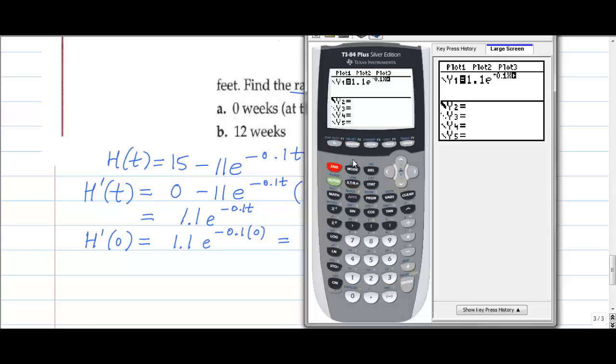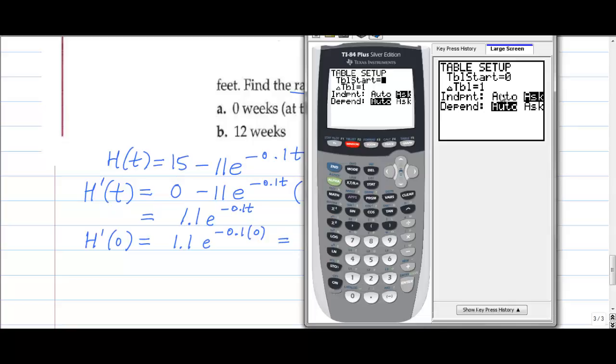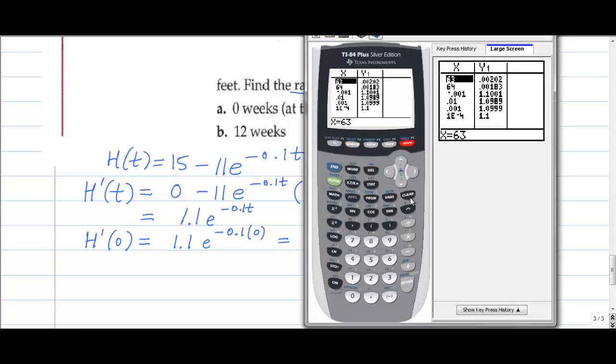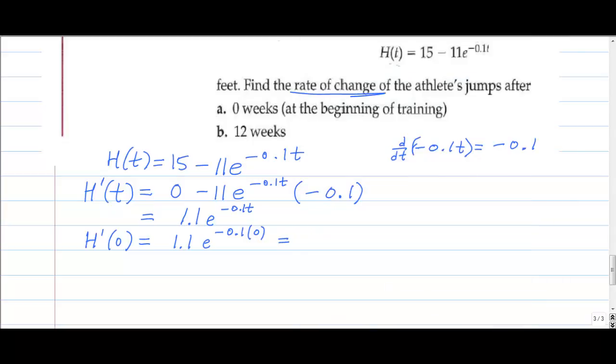Then I'm going to go to second window, which is table set, and you want to make your independent variable be ask. Change it to ask if it's on auto. Scroll down and hit enter on ask, and then we can go to second table and plug in values. So let me do 0. When it's 0, the y value is 1.1, which makes sense, right? E to the 0 is, anything to the 0 is 1, so you're left with 1.1.